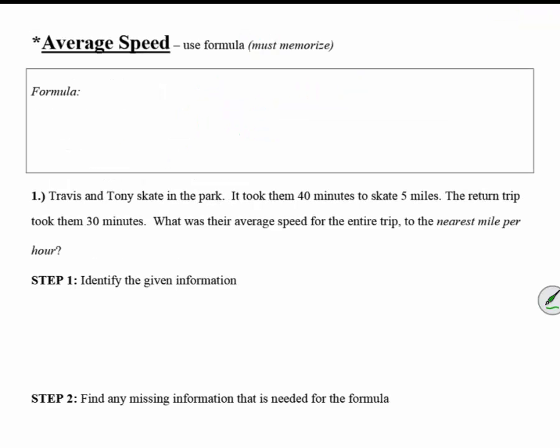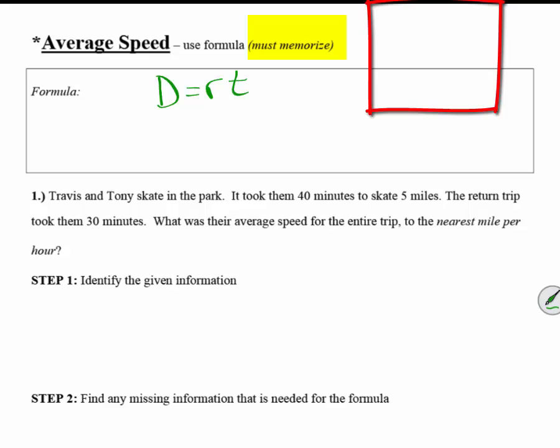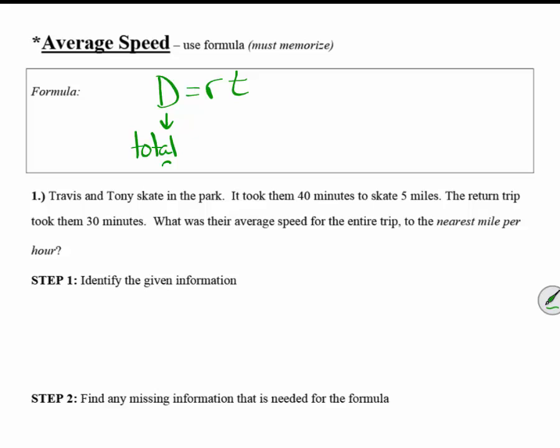So the average speed formula, when we're using our D equals RT, we have to know that this is total distance and total time. And then your R is going to be the average of those. All right, so let's take a look and see.